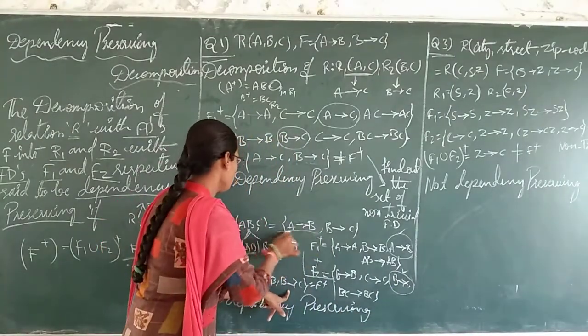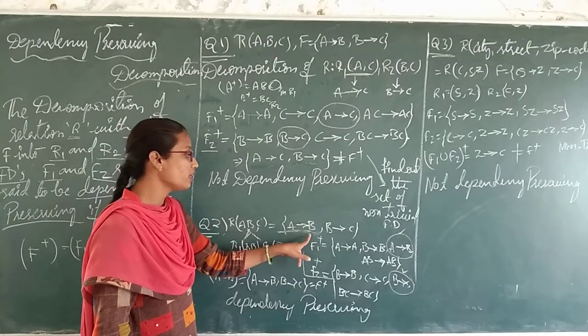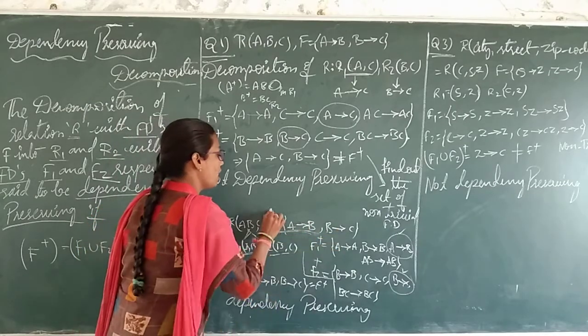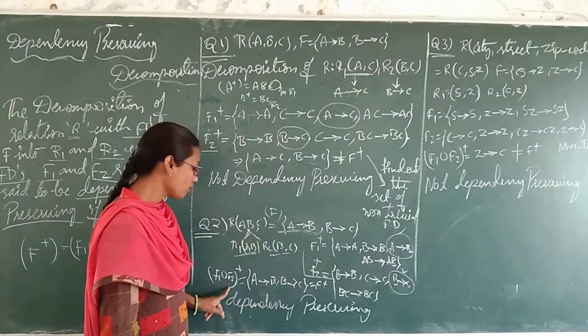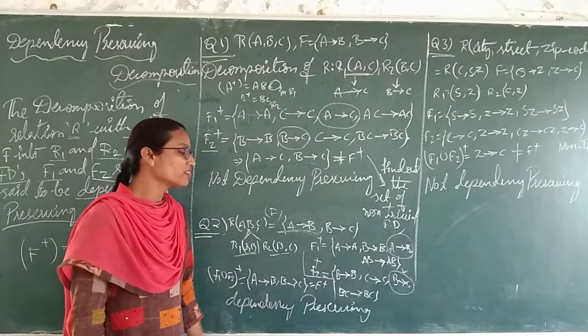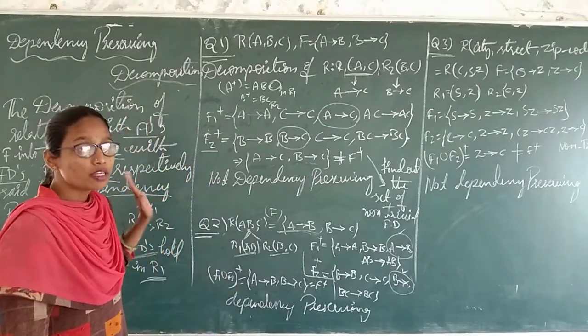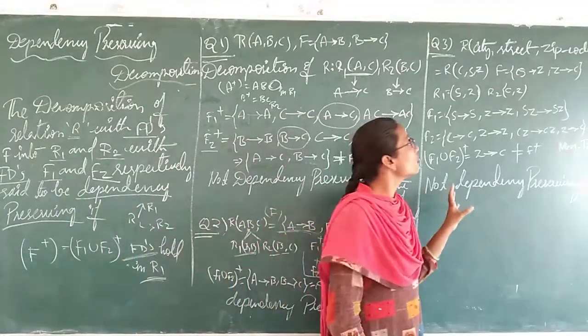In our question the functional dependencies are A determines B, B determines C. F is equal to F1 union F2 closure now. So this is dependency preserving. And then next we will see the third one.